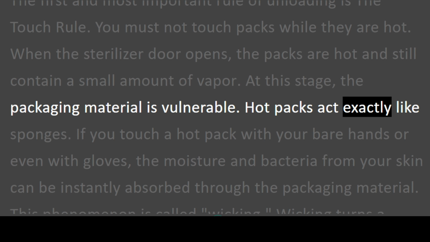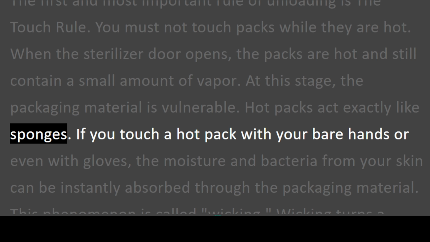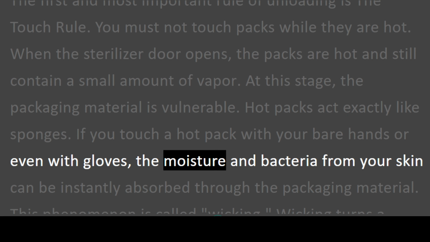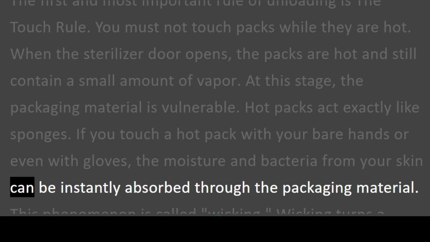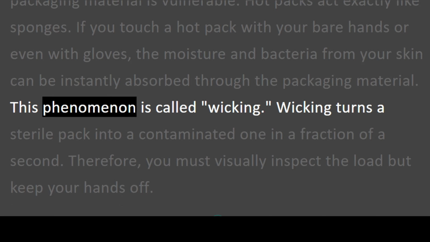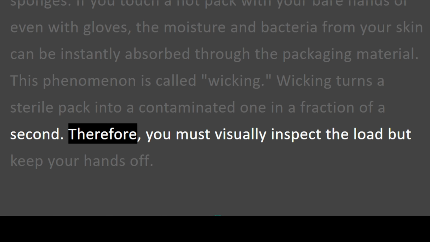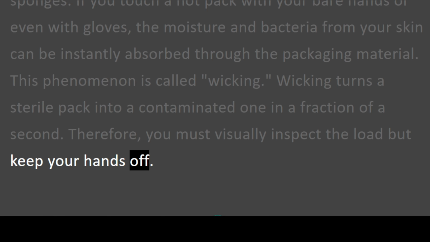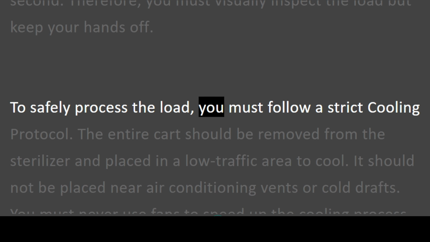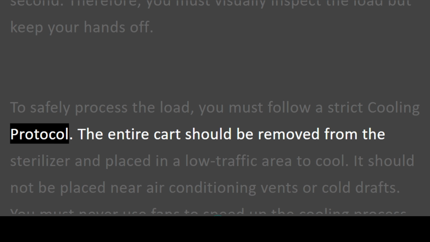Hot packs act exactly like sponges. If you touch a hot pack with your bare hands or even with gloves, the moisture and bacteria from your skin can be instantly absorbed through the packaging material. This phenomenon is called wicking. Wicking turns a sterile pack into a contaminated one in a fraction of a second. Therefore, you must visually inspect the load but keep your hands off. To safely process the load, you must follow a strict cooling protocol.